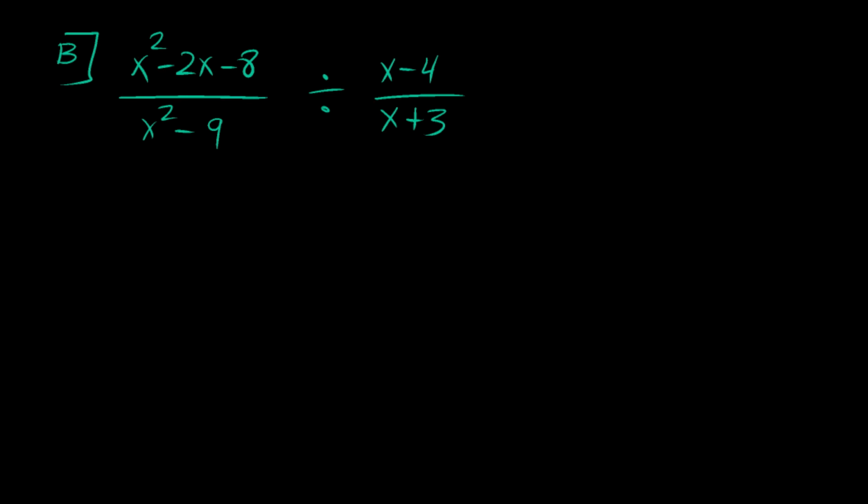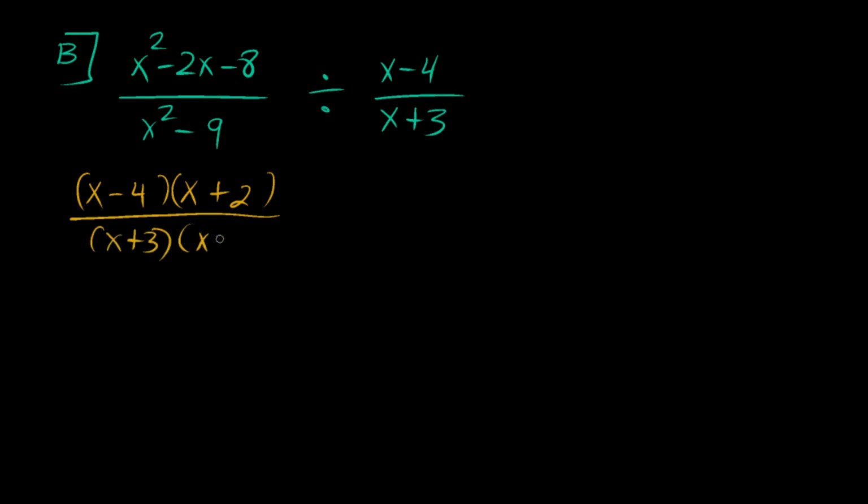Alright, so for this problem, let's start by factoring everything. Over here we have a simple trinomial. So this is going to factor as x and x. Two numbers that multiply to give you negative 8 but add up to negative 2 would be negative 4 and positive 2. This is the difference of squares, so we're going to have x plus 3, x minus 3.